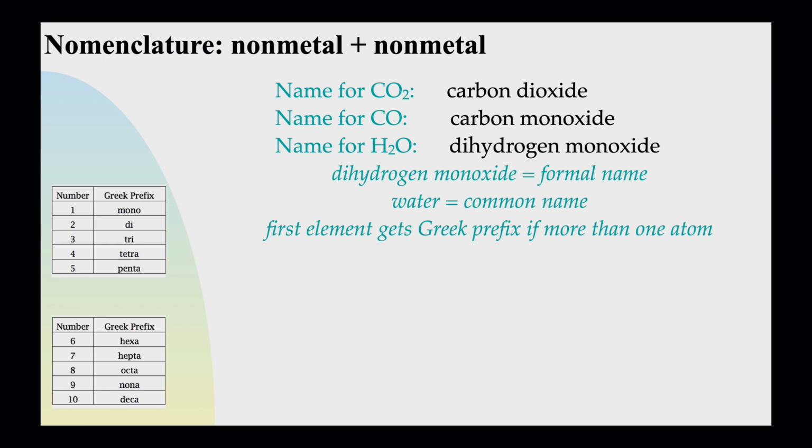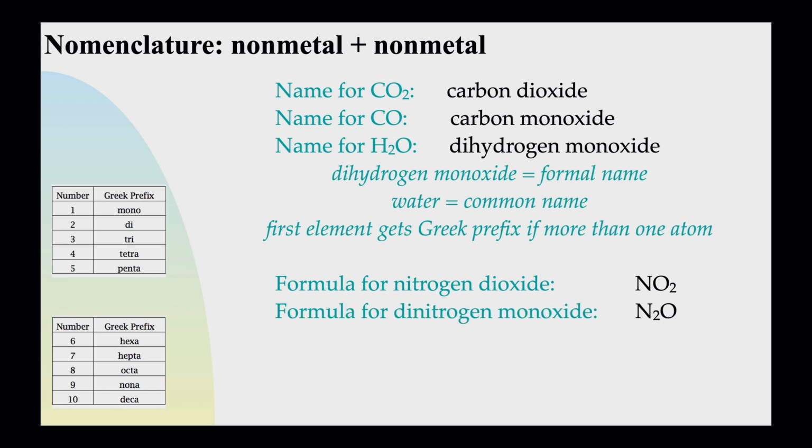So this is a good way of how you turn formulas into names. Now you can go the other direction. You can turn names into formulas. So nitrogen dioxide would be one nitrogen, two oxygens, and definitely put the oxygen second because it's less metallic. Nitrogen dioxide. Dinitrogen monoxide would be N2O, two nitrogens, dinitrogen. Monoxide means one oxygen, and again, the oxygen is listed second. Don't write it ON2. That would drive me and other chemists crazy.